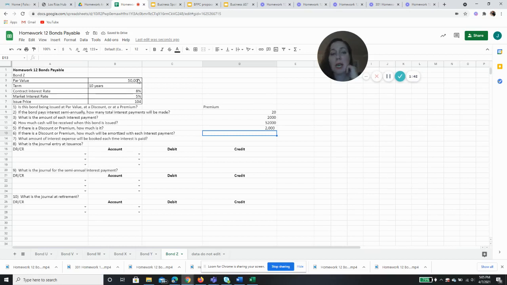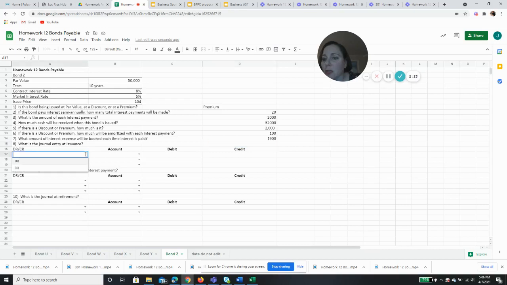How much will be amortized with each interest payment? Well, we're going to take our premium of $2,000 and divide it by the number of interest payment periods of 20. That means we're going to amortize $100 of this premium every time we make an interest payment, twice a year. And the interest expense is going to be the cash interest payment minus the premium amortization, so $2,000 minus $100, or $1,900.